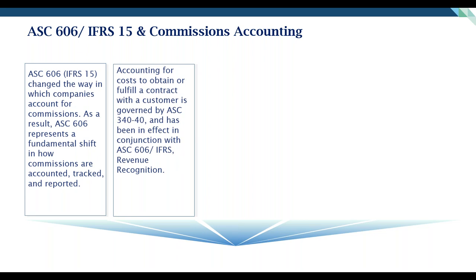Accounting for commissions is actually the expense side. It has changed because it has filtered into what we call ASC 340-40, which has been released in conjunction with ASC 606. These costs to obtain are not just commissions, but there are a lot of other aspects to cost to obtain, including what we'll talk a little bit about later on in February, which is project accounting and some of the costs to obtain in there.